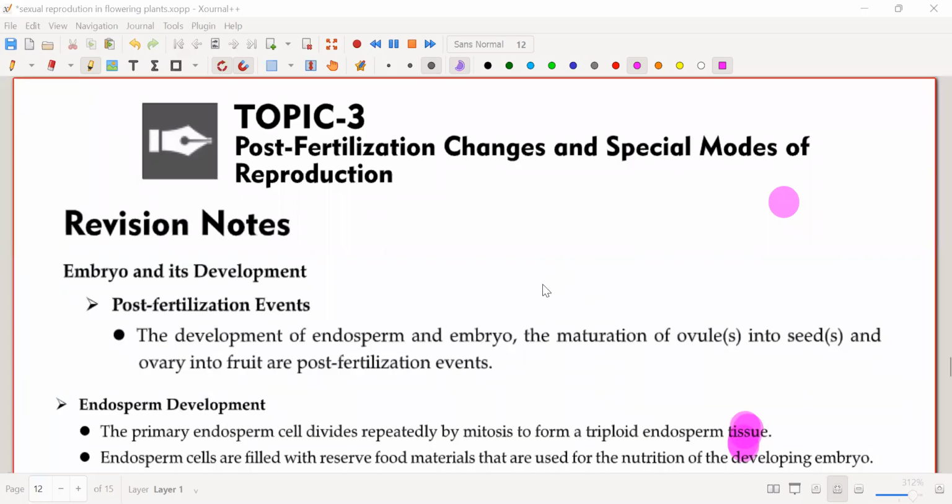This is the final part, the third topic of this chapter. All right. The third topic of this chapter, revision notes. Embryo and its development, post-fertilization events.